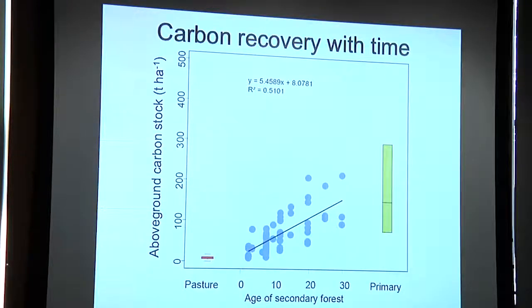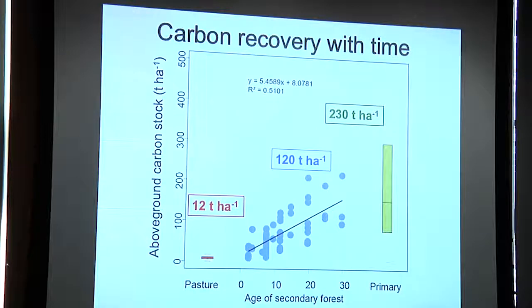So in terms of carbon, on our y-axis we've got above ground carbon stock in tonnes per hectare. We have pasture on the left, and primary forest on the right, and secondary forest carbon stocks in the middle. Pasture doesn't, unsurprisingly, have much carbon, 12 tonnes per hectare. A primary forest has around 230 tonnes per hectare. And as we regrow secondary forest, after about 25 to 30 years, we see roughly half the carbon stock of a primary forest.